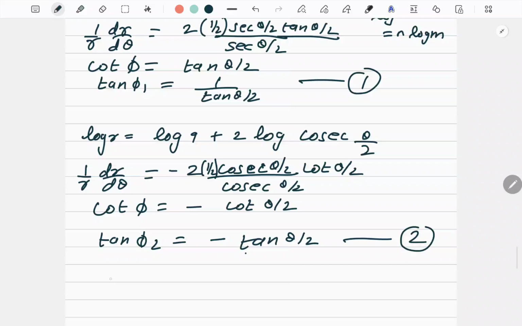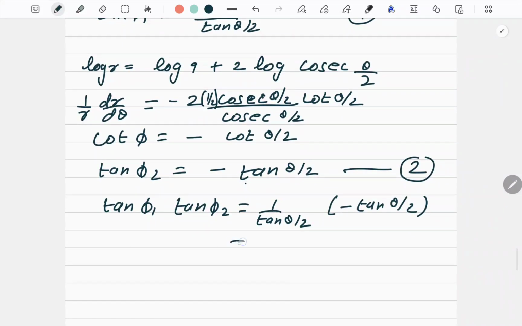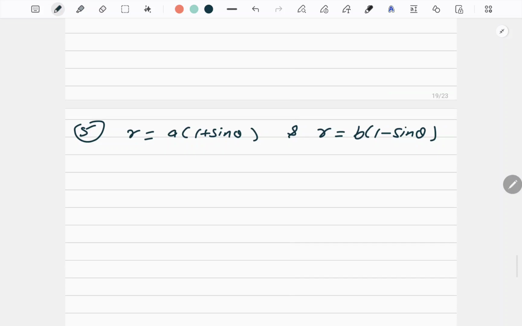So equation number 2. Now multiply equation number 1 and 2. So tan phi 1 into tan phi 2 is equal to 1 by tan theta by 2 into minus tan theta by 2. So how much did I get? Minus 1, which implies orthogonal. So very simple questions, okay? Come to the next question.